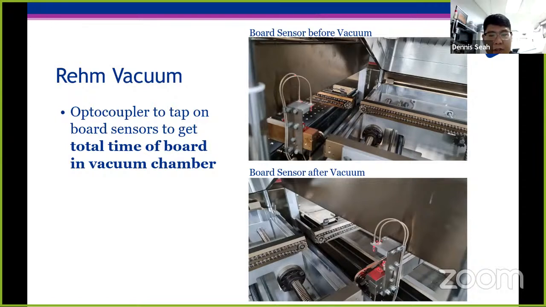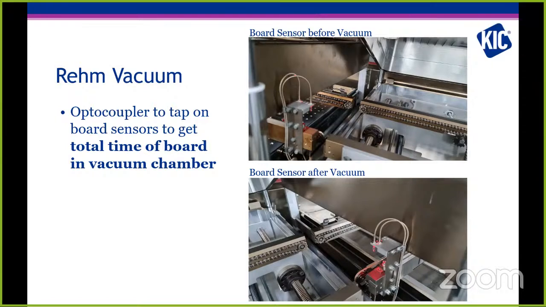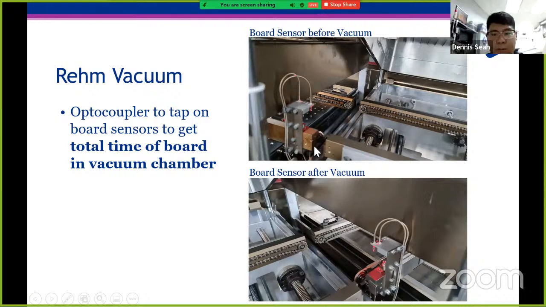Any questions so far? Yes, please go ahead. That means when you're talking about the vacuum ovens, you have two additional sensors beside the normal board sensor. You have one, this is from the oven.